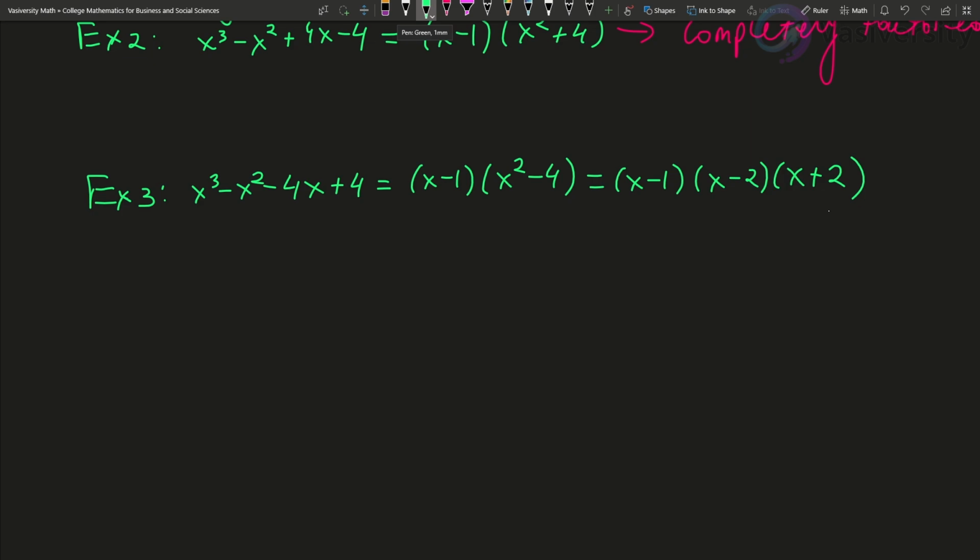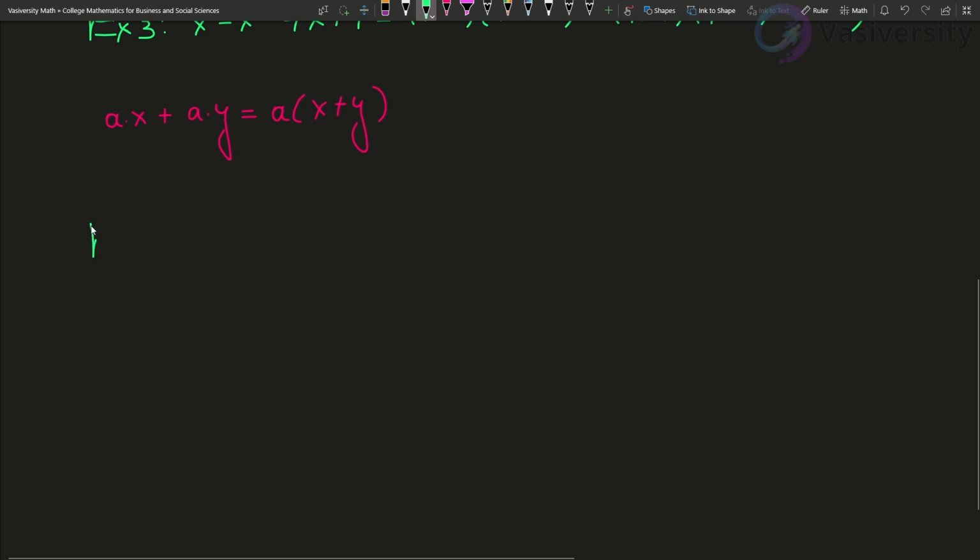So the simplest type of factoring involves a polynomial that can be written as the product of a monomial and another polynomial. As an example, a times x plus a times y. So the common factor here is a, so we're going to have a times x plus y. Okay, so let's take a look at a few examples. So example number 4, we're going to have 6x cubed minus 4x. Right, so what is the common factor? The common factor between 6x cubed and 4x is actually 2x. Right, so we can factor it out.